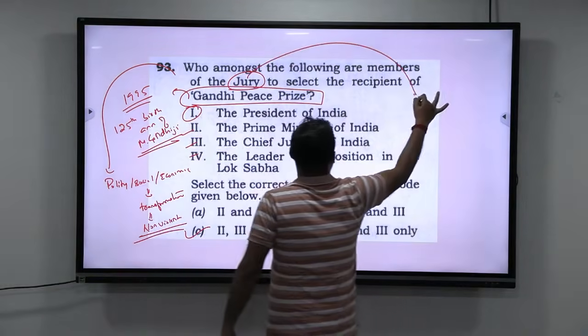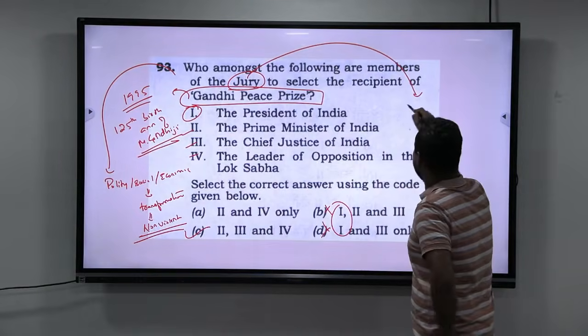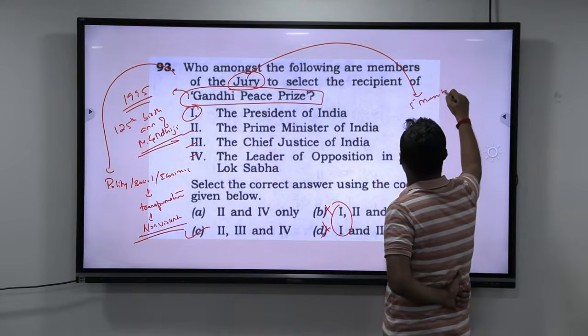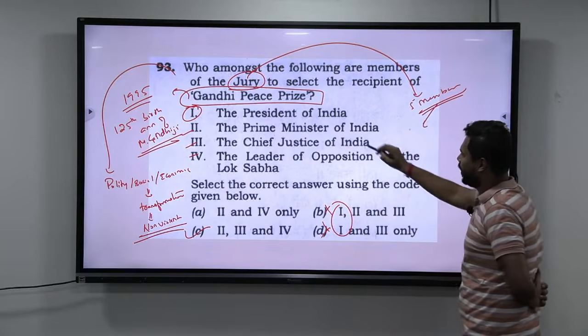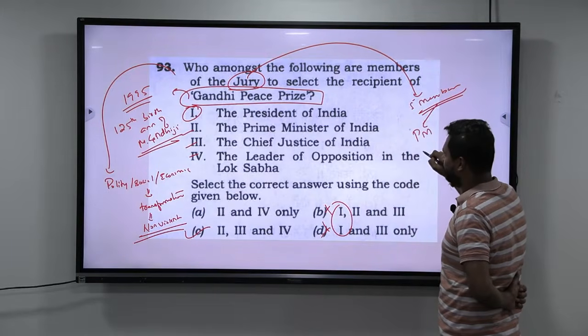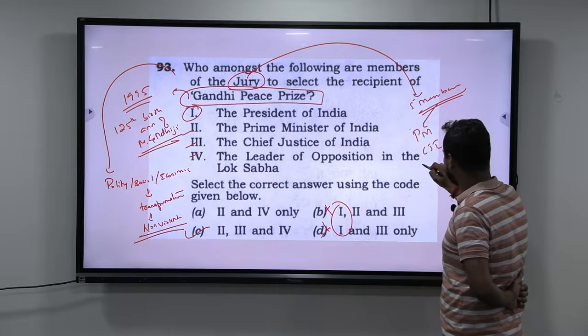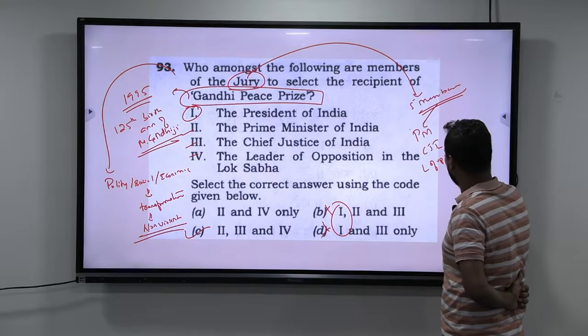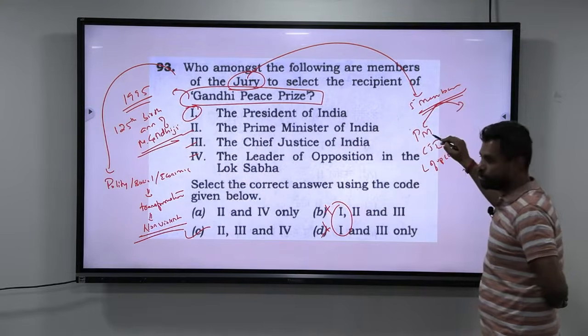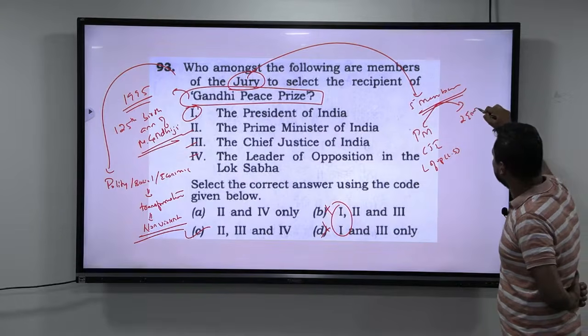Now, the jury who will present the prize is a 5-member jury. On one side you have these 3, that is the Prime Minister of India, the Chief Justice of India, and the leader of opposition of the Lok Sabha, and the Prime Minister also selects 2 eminent persons.